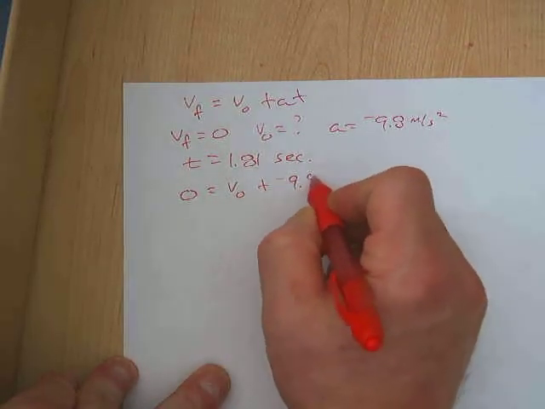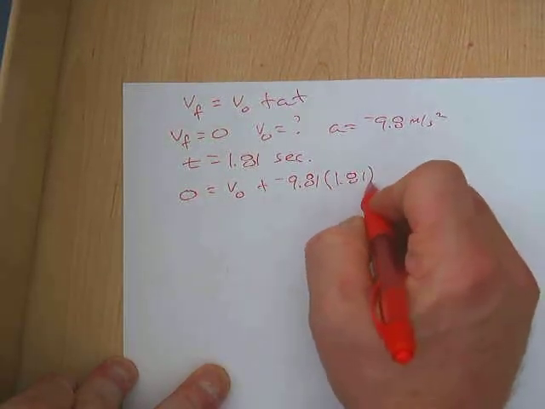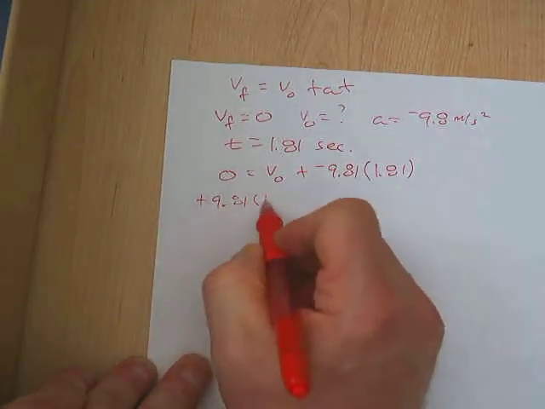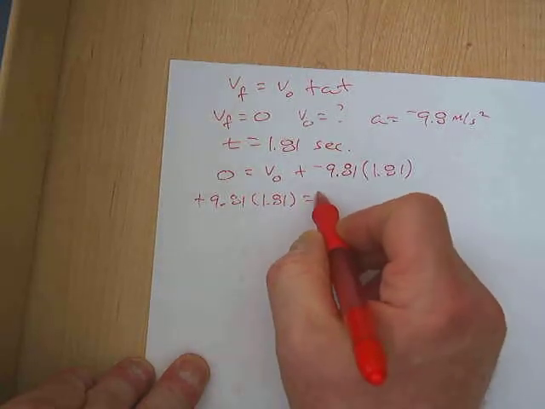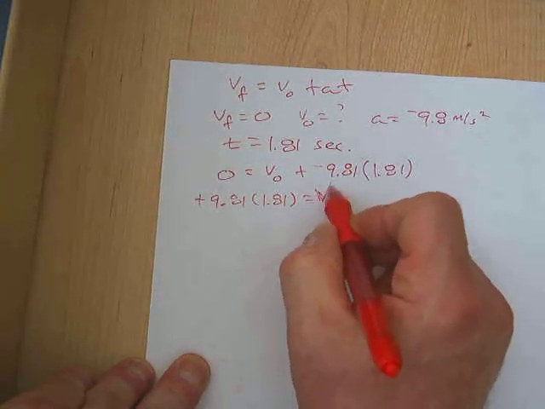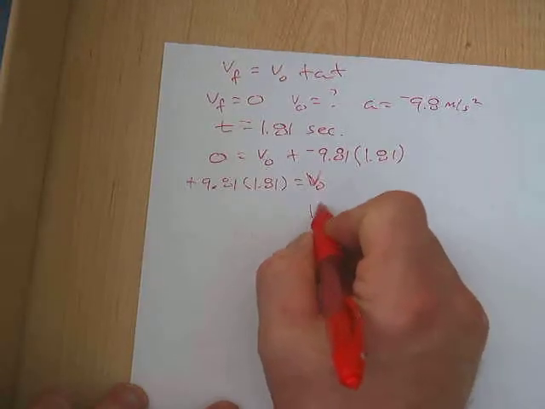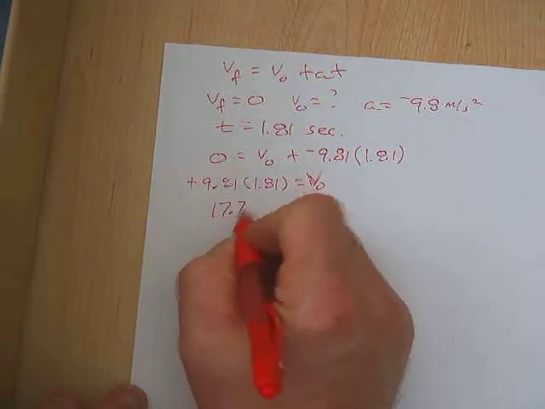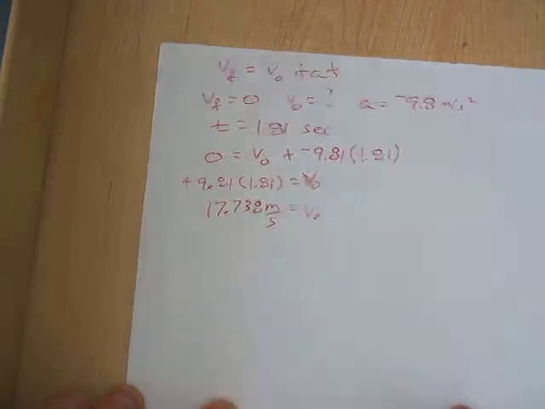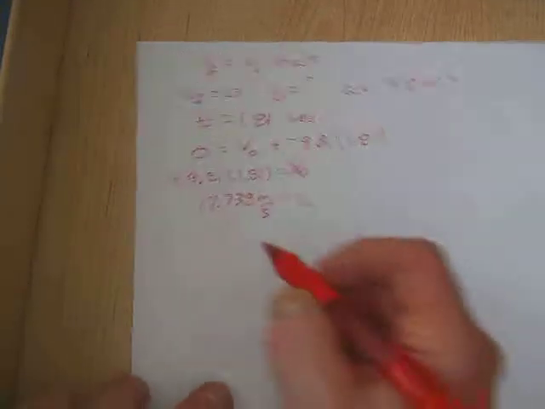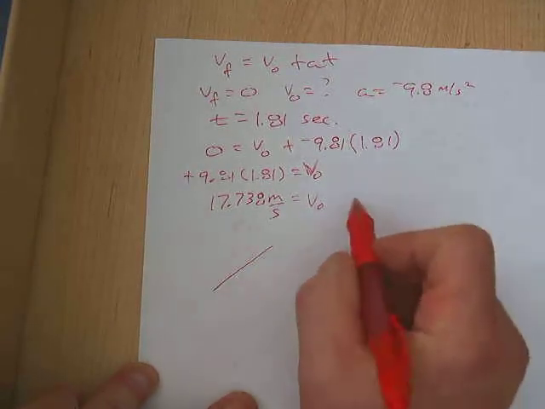With me so far? So if I plug these things in, I get 0 equals V naught plus negative 9.81 times 1.81. So that's going to be positive now, 9.81 times 1.81 equals V naught. And on my calculator, what does that work out to be? 9.8 times 1.81. V naught equals 17.738 meters per second. With me so far?